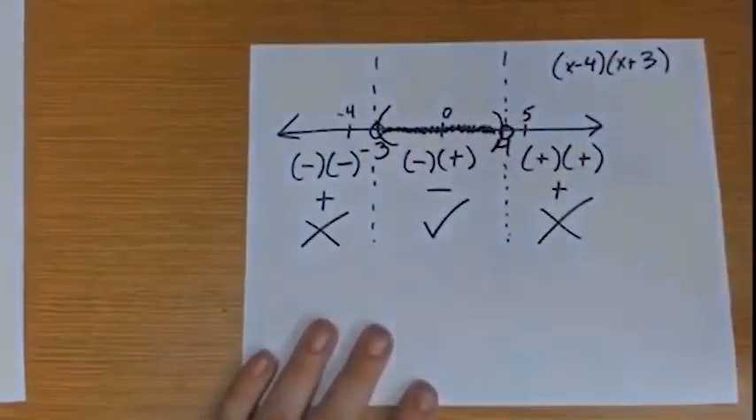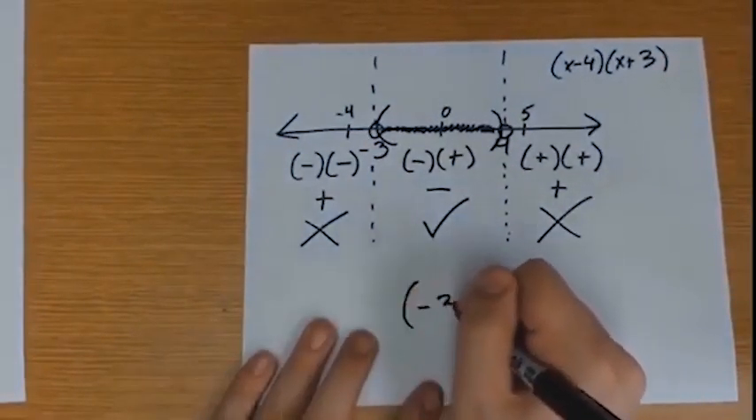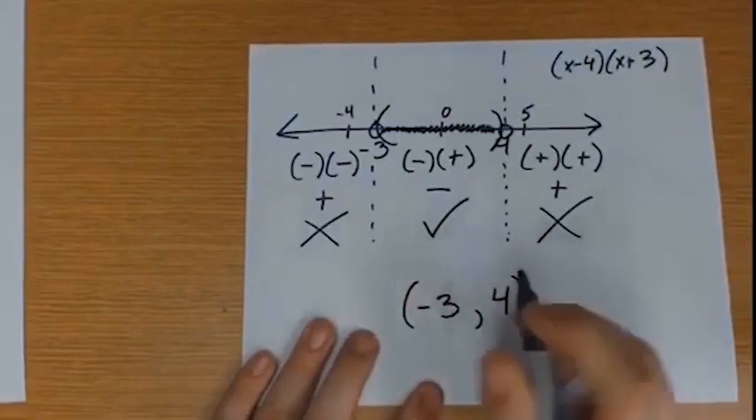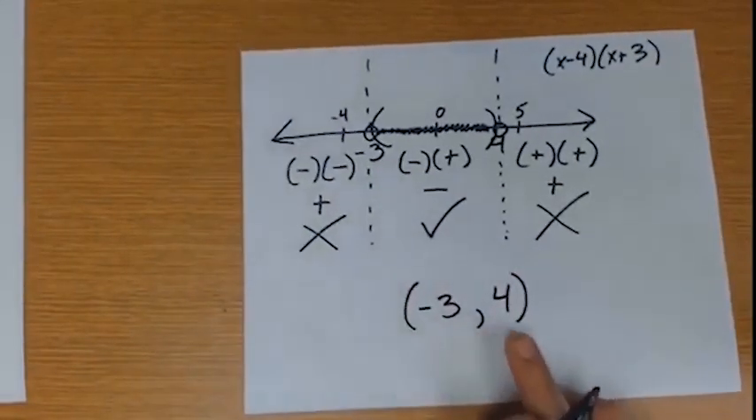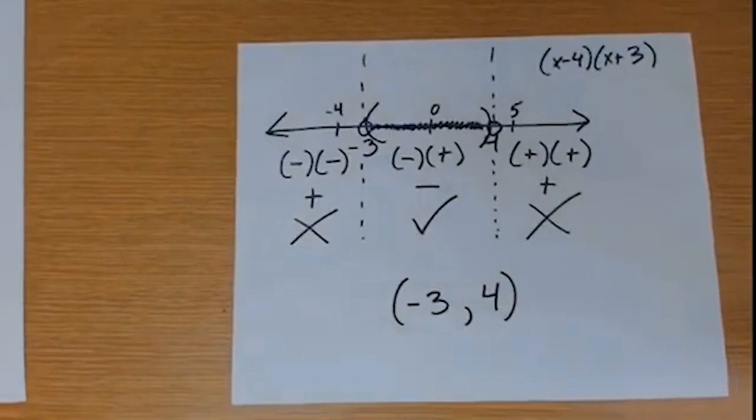We know which direction our parentheses are facing now. In interval notation, our solution is negative 3 to 4, not including either value. So parenthesis negative 3, comma 4, parenthesis.